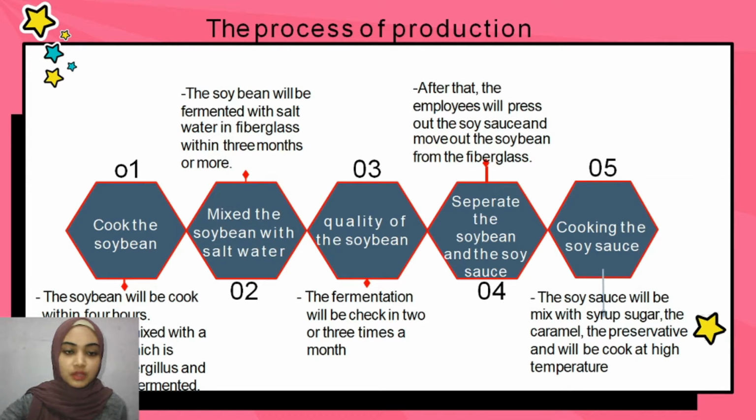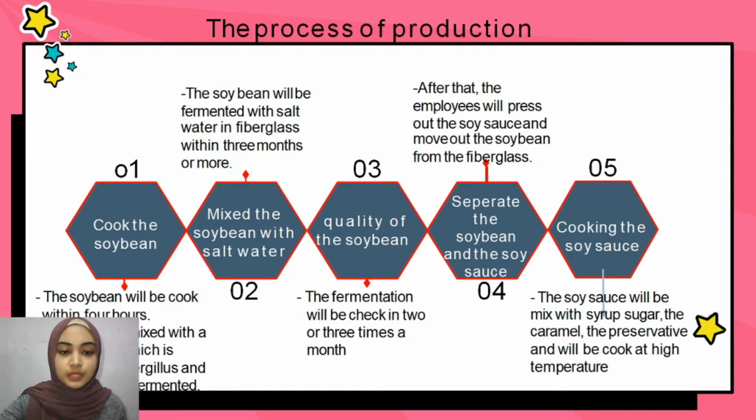Okay. The first process is cooking the soybean. Firstly, we need to cook the soybean that is imported from Canada within 4 hours to make sure that the soybeans are fully cooked. After that, the soybean will be mixed with good fungi, named Aspergillus and Rhizopus, to be fermented so that the fungi will mature in the soybean.